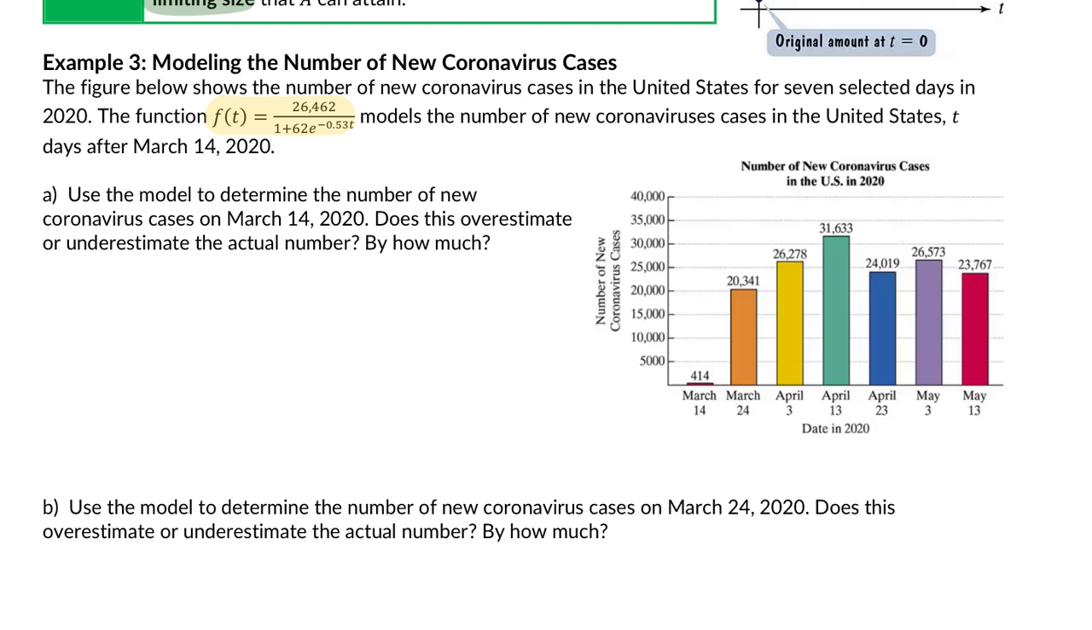Okay, so if we're wanting to know what's happening on this specific date, how many days after March 14th, 2020 is March 14th, 2020?